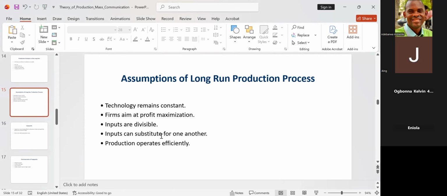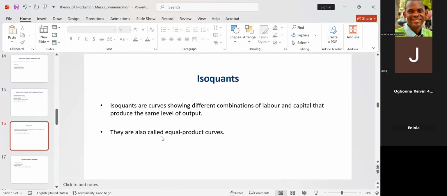So we've talked about the assumption of the long-run production process. Now let's look at another concept, and this concept is called isoquants. Isoquants.